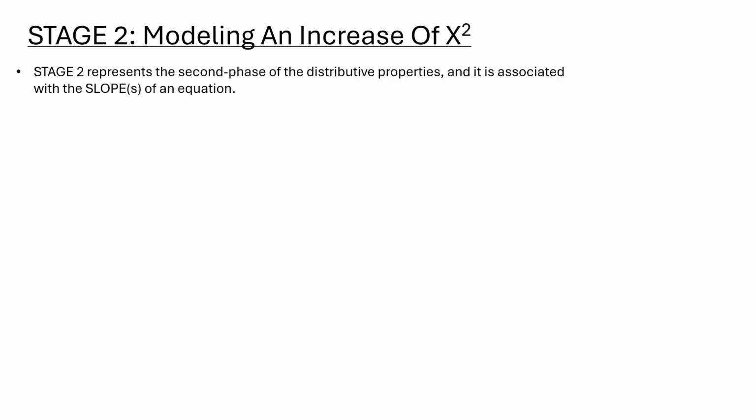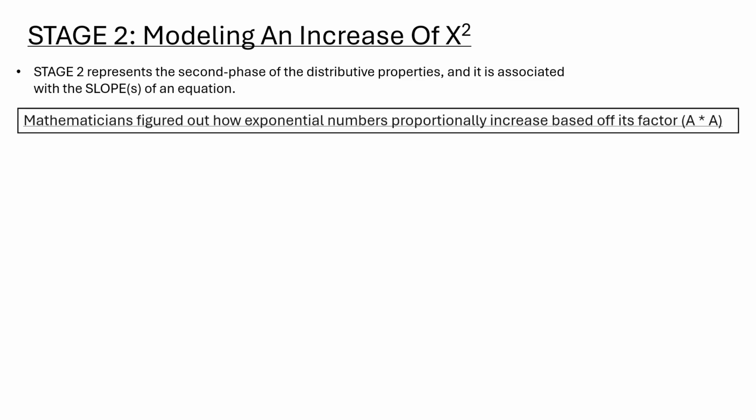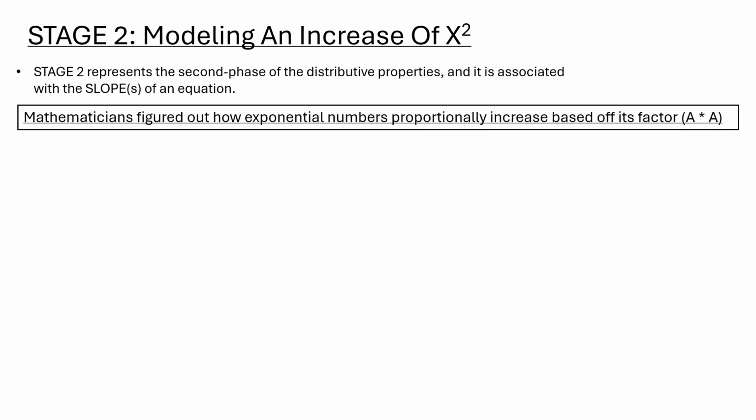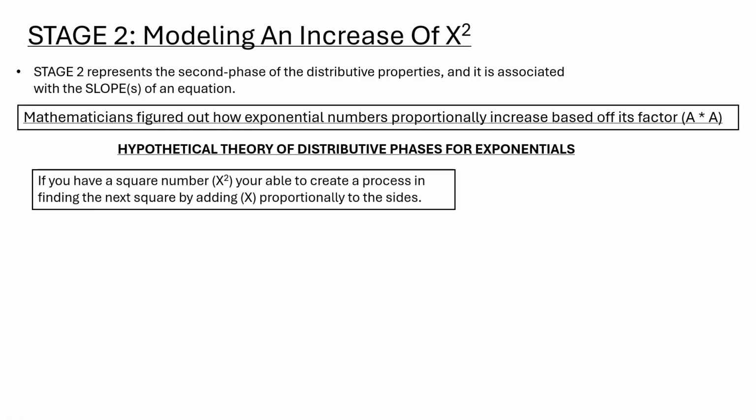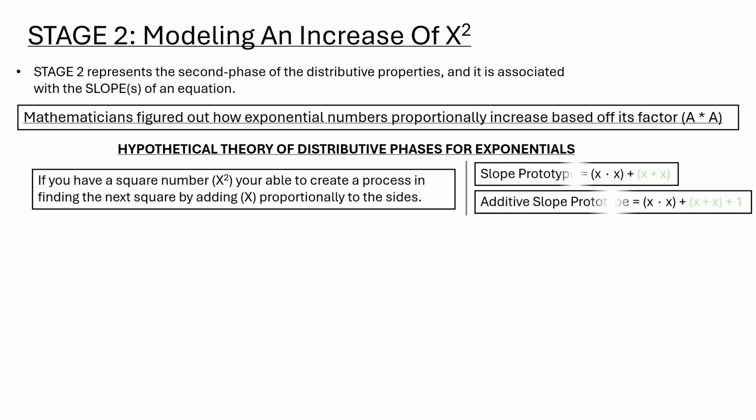Now, stage 2 represents the second phase of the distributive property, and it is associated with the slopes of an equation. So basically, a long time ago, mathematicians figured out how exponential numbers proportionally increase based off their factors, a times a. So now we can derive this hypothetical theory of distributive phases for exponentials, saying if you have a square number x squared, you're able to create a process and find the next x squared by adding x proportionally to the sides. And we can derive the slope prototype and the additive slope prototype from this.